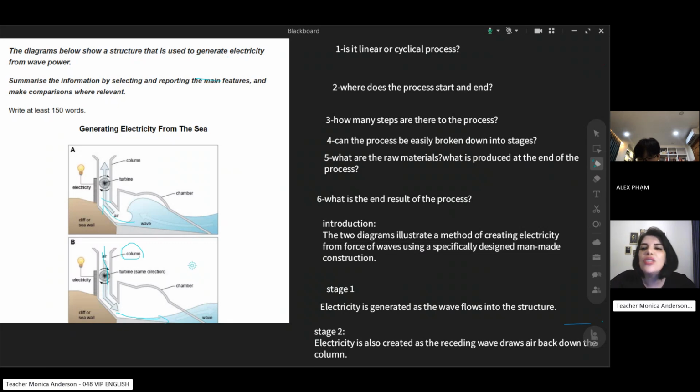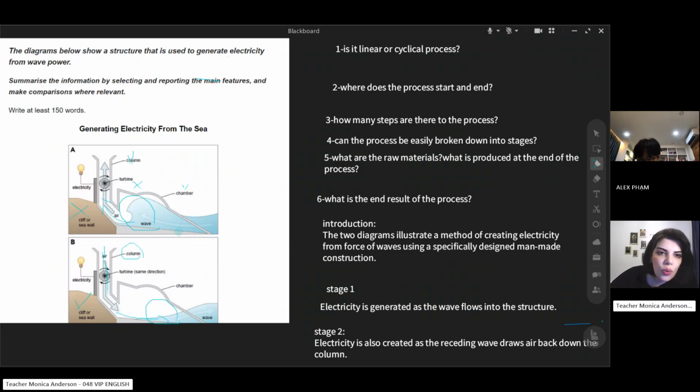So what can you see here? Some parts are fixed. This one, this one, this one, turbine, chamber, they are fixed. But what is changing? This part is changing. So this is my main feature, the changes, obvious trends, something that I can easily see.